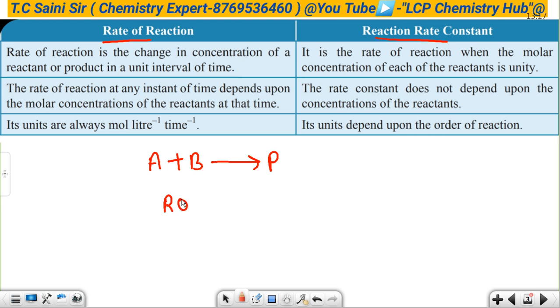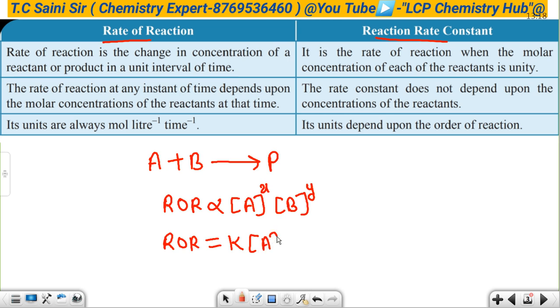Rate of reaction is directly proportional to the active concentration of reactants, that means concentration of A and concentration of B. Here A and B are reactants which are converted into product P. According to the rule of mass action, when we solve this equation, we get rate of reaction is equal to proportionality constant K, concentration of reactant A and concentration of reactant B.